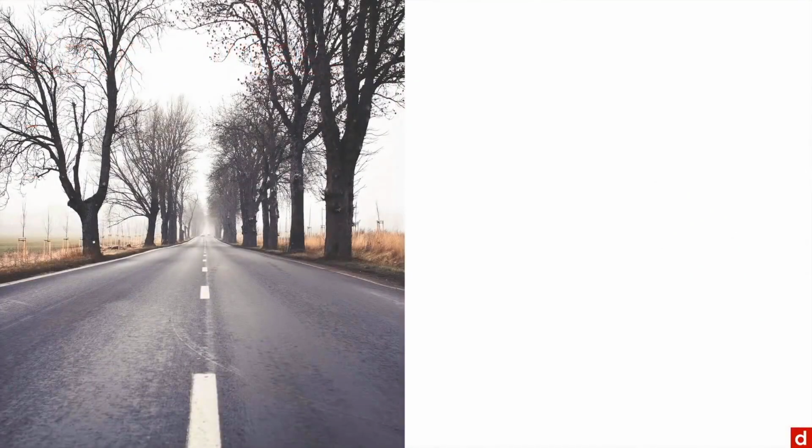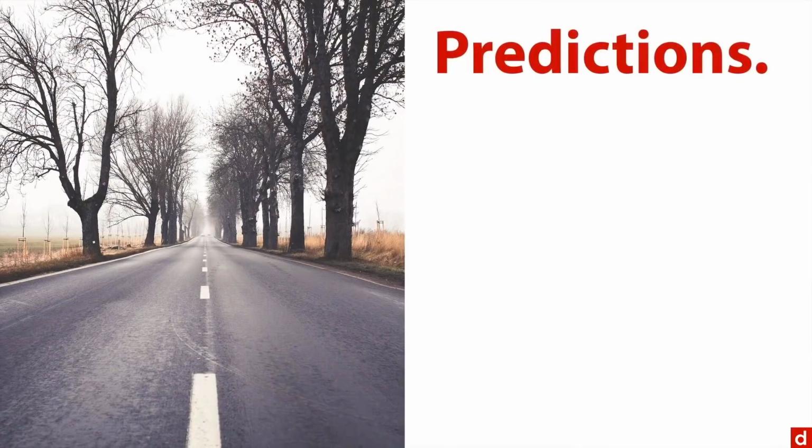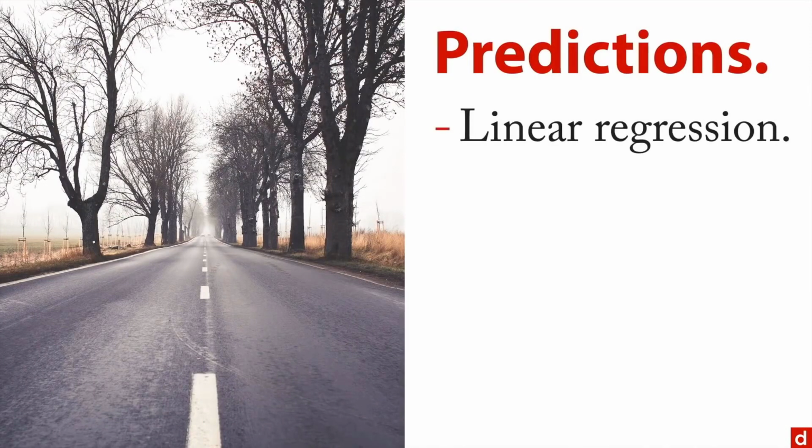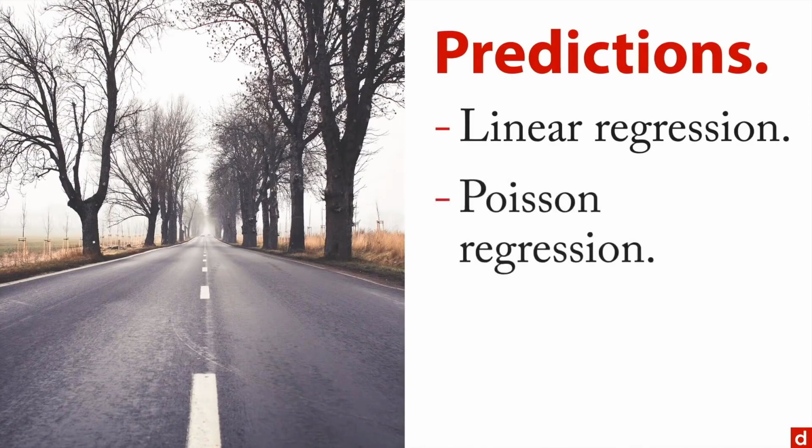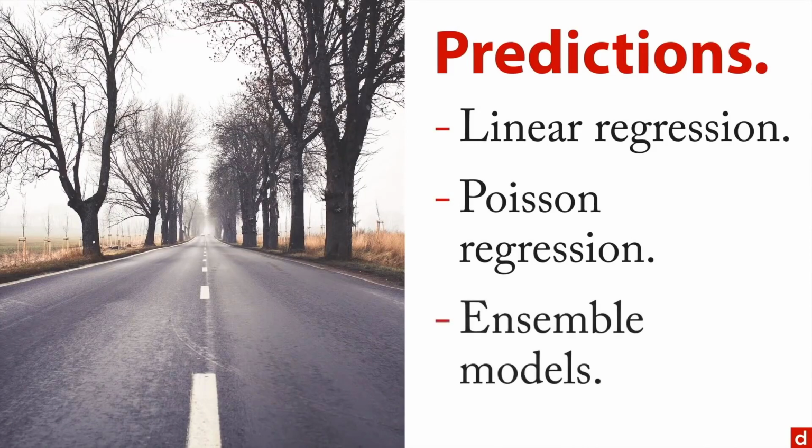Also, a major element of machine learning is predictions. You're going to point your way down the road. The most common approach here, the most basic, is linear regression, multiple regression. There's also Poisson regression, which is used for modeling count or frequency data. And then there's the issue of ensemble models, where you create several models and you take the predictions from each of those and you put them together to get an overall more reliable prediction.